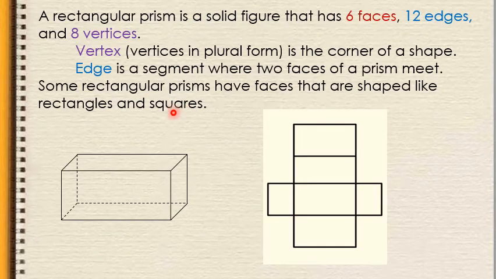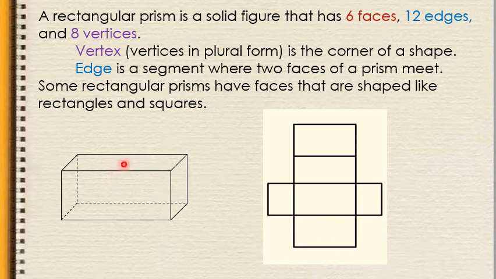Now, let me help you get to know rectangular prism. So, what really is a rectangular prism? Because in this lesson, we are asked to solve for the volume of a rectangular prism. So, a rectangular prism is a solid figure that has 6 faces, 12 edges, and 8 vertices. So, let us identify which part of the solid figure is the face, which part is the edge, and which part is the vertex. Or sa plural, ang tawag natin sa kanya ay vertices kapag marami na.